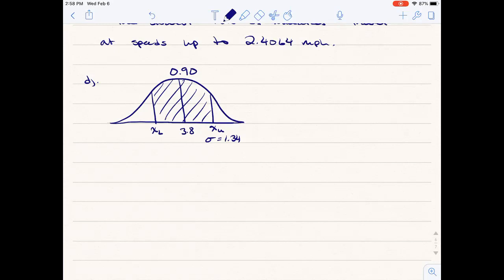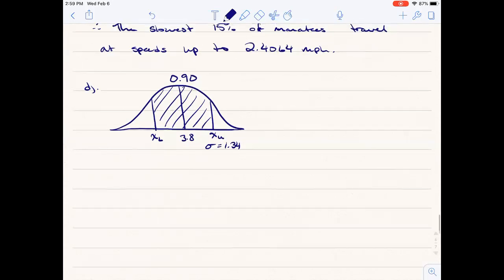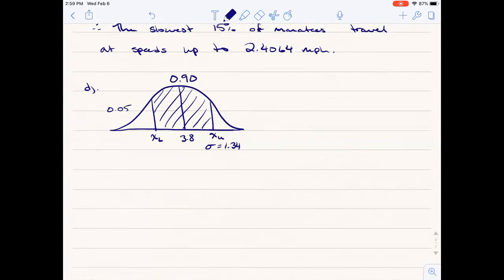So we know that the central 90% has to be in here. It's symmetric, we know that. So then 0.9 here, 0.1 left over, split evenly amongst the 2 tails. So we've got 0.05 here and 0.05 here. Total area has to be 1.